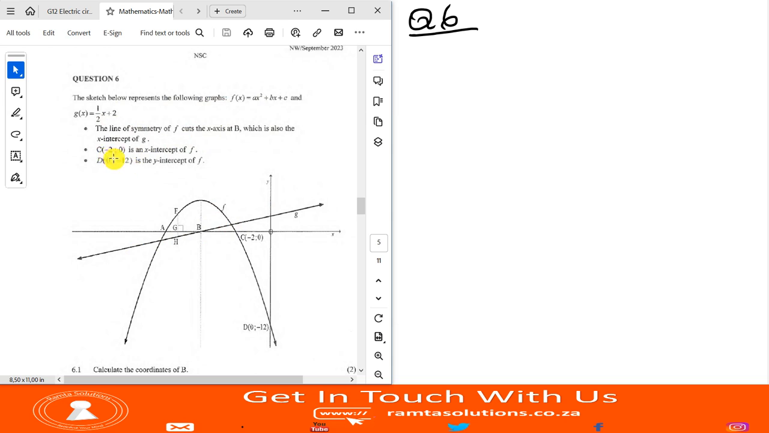C with coordinates -2 and 0 is an x-intercept of f. And then D with coordinates 0 and -12 is the y-intercept of f. Okay, I see it. So guys, this means at the end, you need to know that the value of c will be -12. Okay? Perfect.